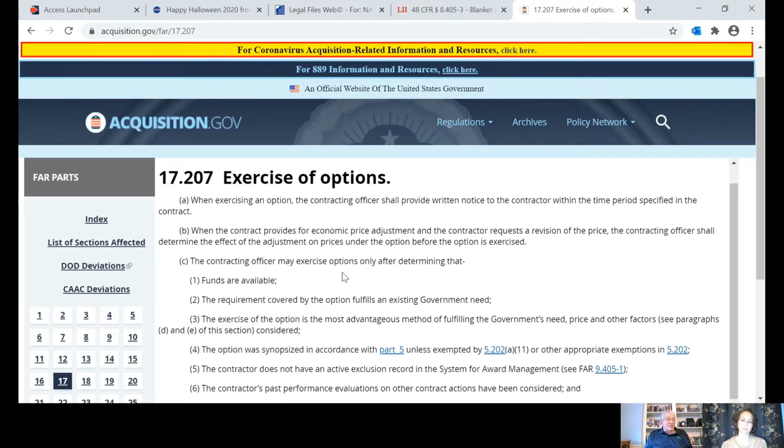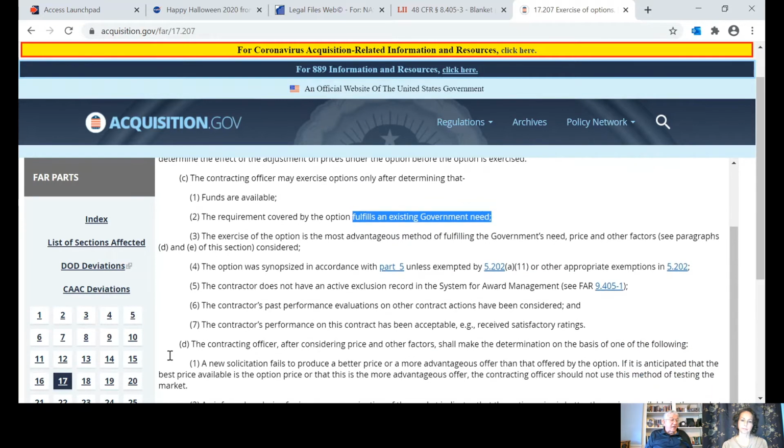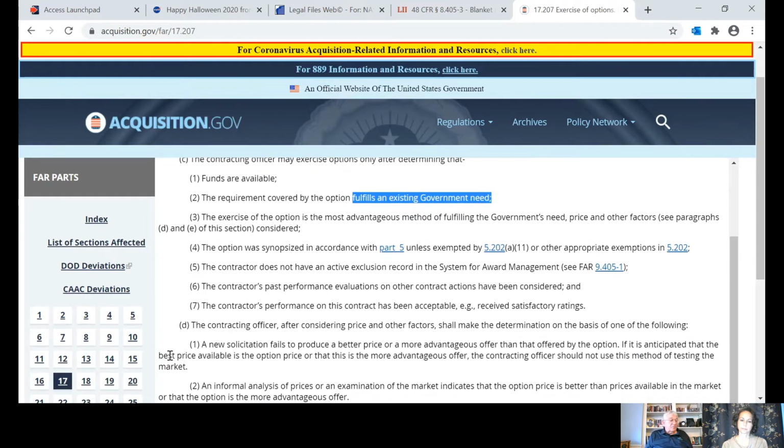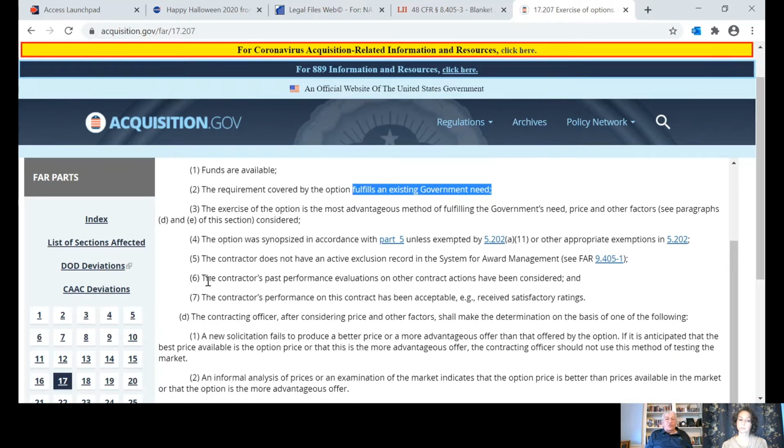Now, where the biggest headaches show up, or a few of them actually, is the exercise of the option requires exercise pursuant to 17.207. You have to have the funding available, and it has to be most advantageous to the government. I'm just going over a few of these considerations. And one of the things that it specifically sets out is that past performance evaluations and other actions have been considered. Okay, I'll tell you a war story on that.